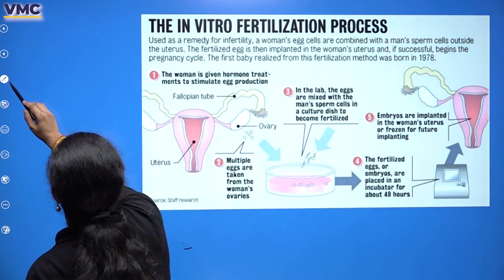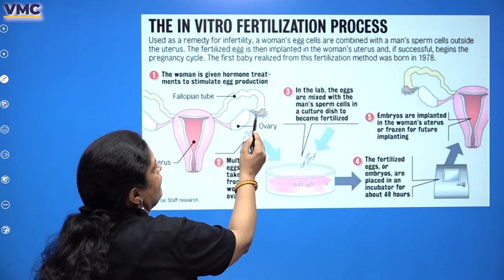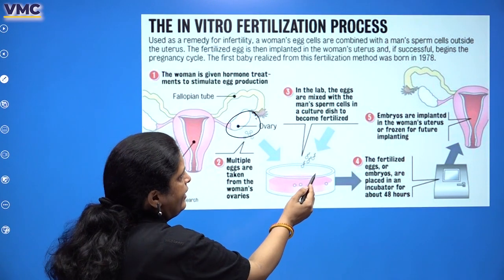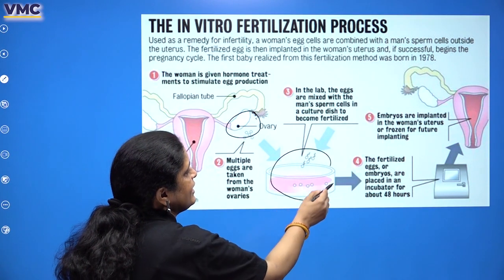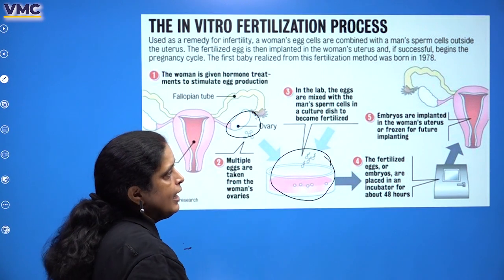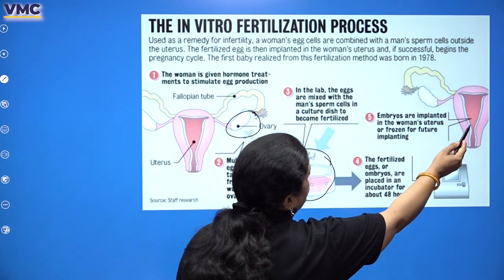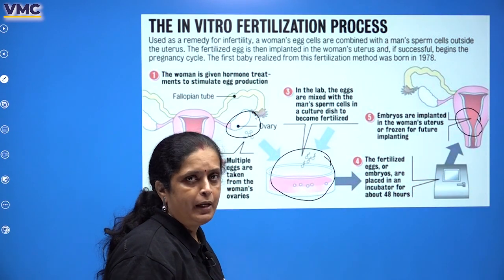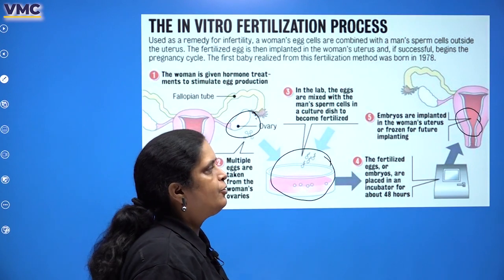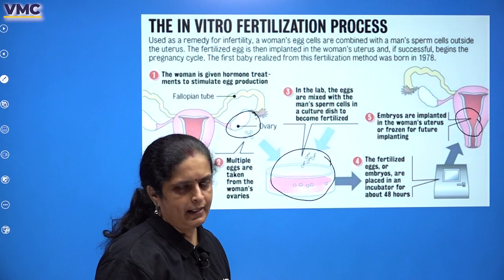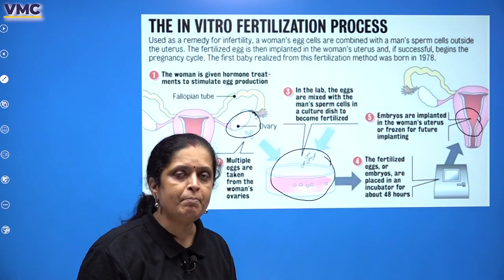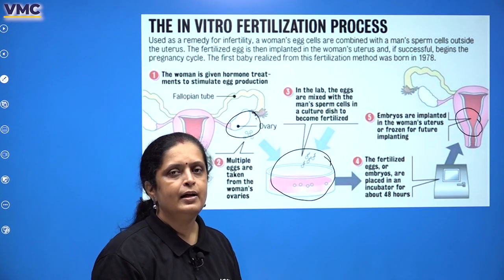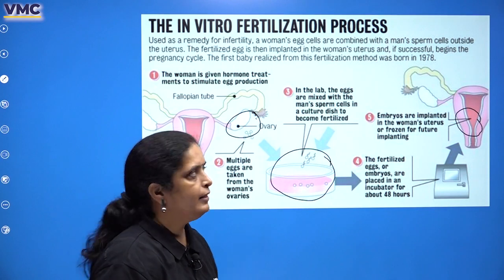Here, the eggs from the female ovary are removed and the sperm from the male is taken, and the fertilization is done externally in a lab, right? After the fertilization, the embryo is implanted in the uterus to ensure that the baby develops, right? So it has its own chances of success, but this helps many couples become parents in case the fertilization is not happening naturally.